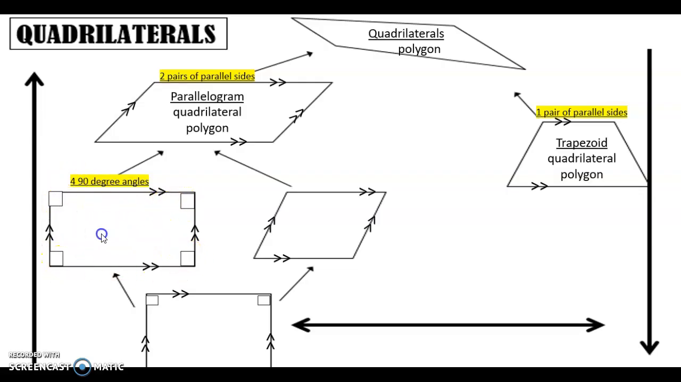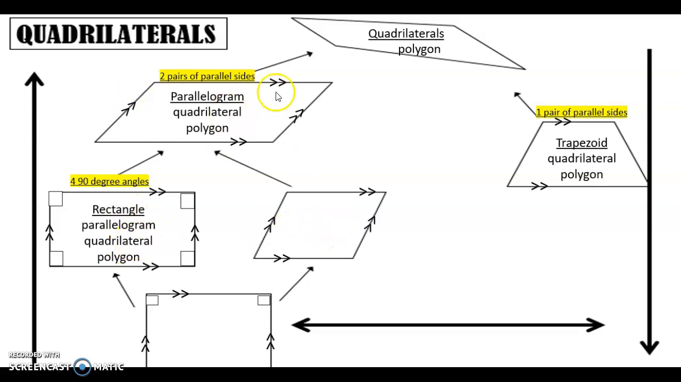So this is called, just like it was in kindergarten, a rectangle. And the best name for this is a rectangle, but it has all the characteristics you need for a parallelogram and a quadrilateral and a polygon. So you can call it that as well.